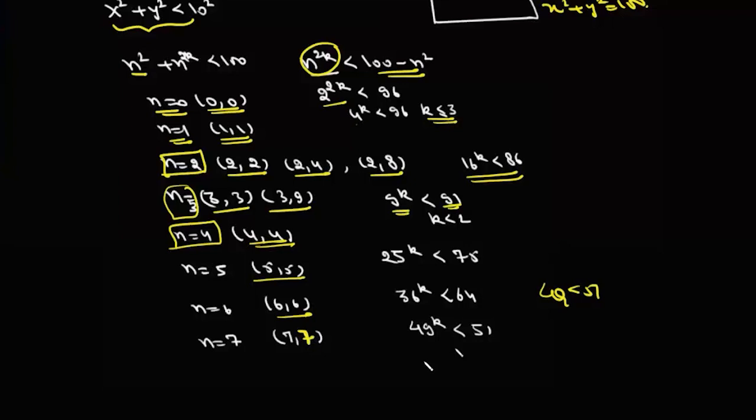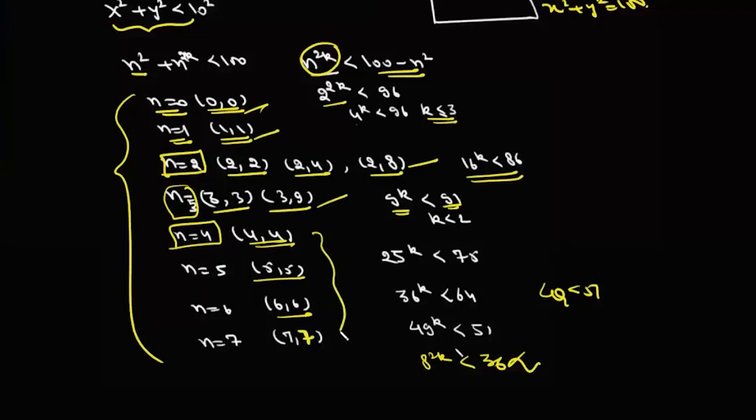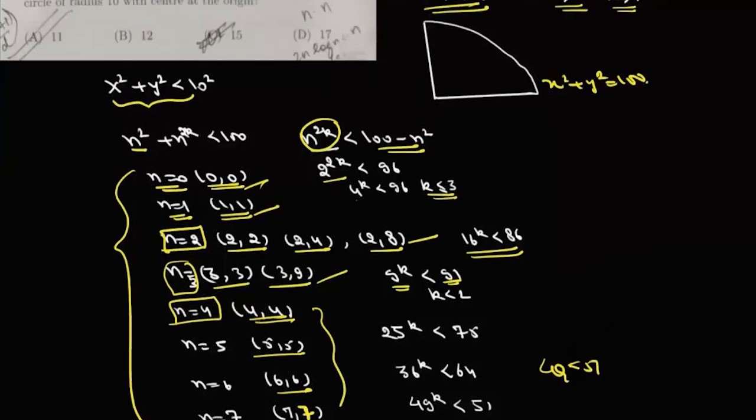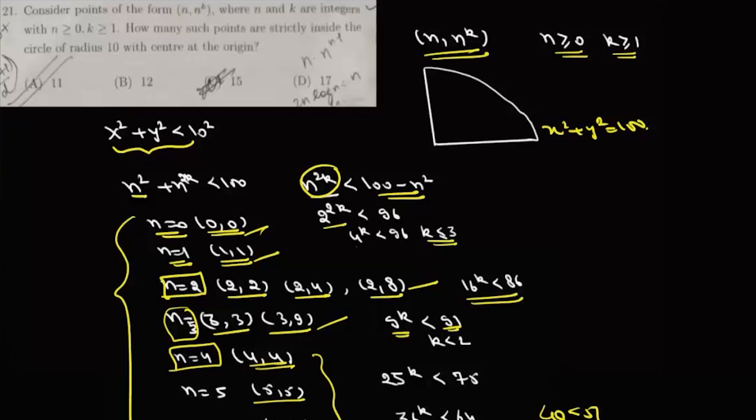And hereafter, 8 to the power k will be less than 100 minus 64, that is 36. Now this is not possible. So these are the only points possible. Now this is 1, 2, 5, 7, and so the total is 11. So there will be 11 such points inside this circle, and that's your option A.